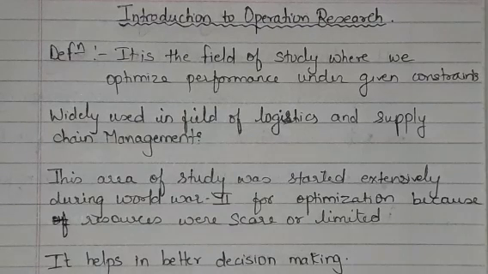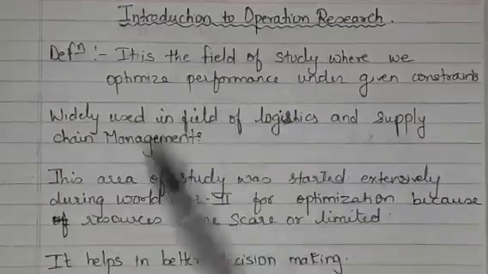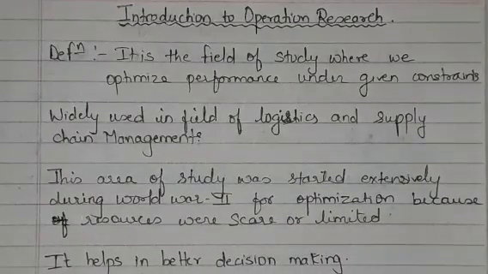Now I'll be starting with fundamentals of operation research in this lecture. We are going to see what is the definition, application and the first topic, that is linear programming and how it works. So operation research definition would be, it is the field of study where we are going to optimize performance under given constraint, or in simple way you can also define it as branch of mathematics which help us in better decision making, or application of mathematics to optimize thing.